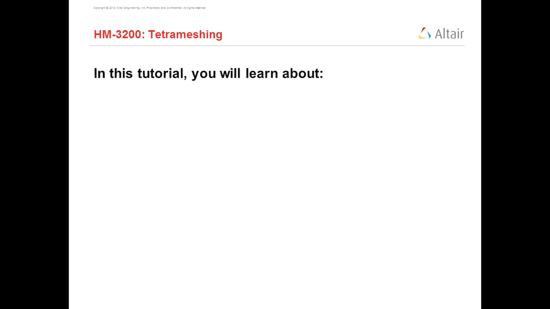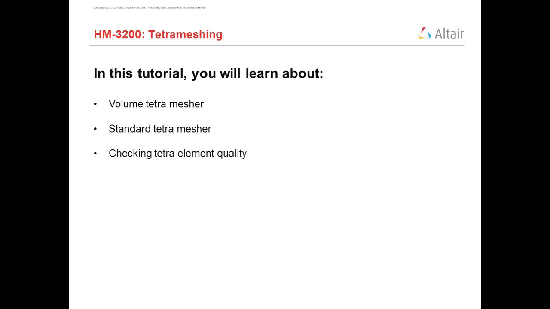tetra meshing. In this tutorial we will see how to perform volume tetra mesh, what is standard tetra mesh, checking tetra element quality, and remeshing tetra elements as per the quality. HyperMesh provides two methods of generating a tetrahedral element. The volume tetra mesher works directly with surfaces of solid geometries to automatically generate a tetrahedral mesh without further interaction from the user. Even with complex geometry, this method can often generate a high quality tetra mesh quickly and easily.